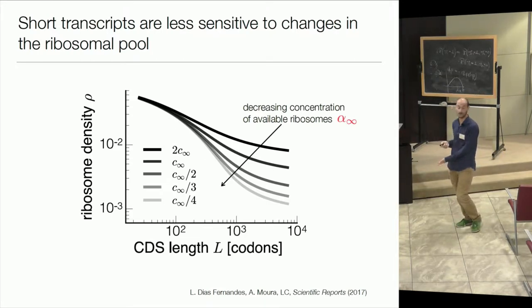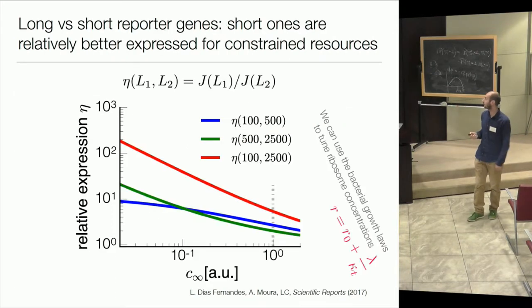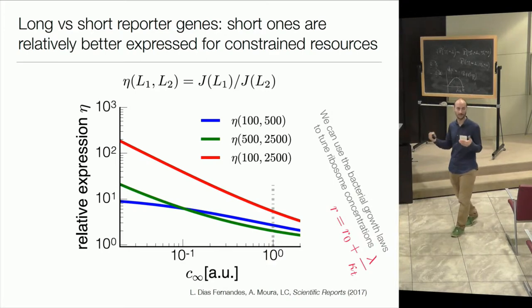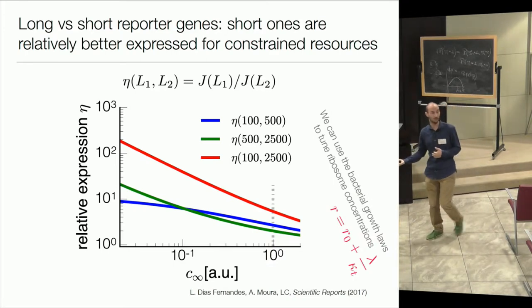So now, how could we test that? The idea is that we could take two different genes of different lengths, one very short gene and a very long gene.